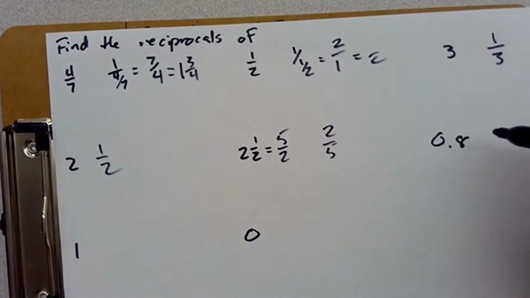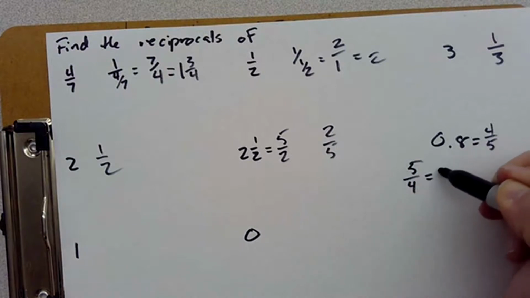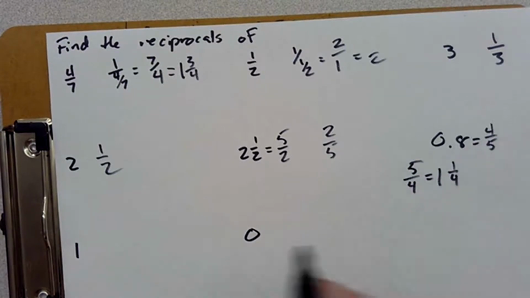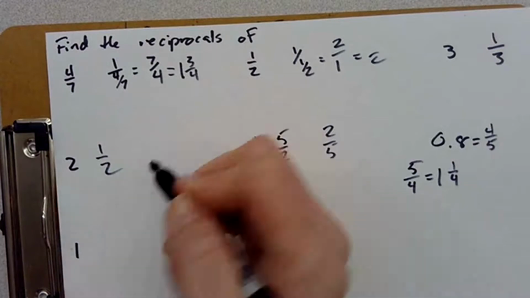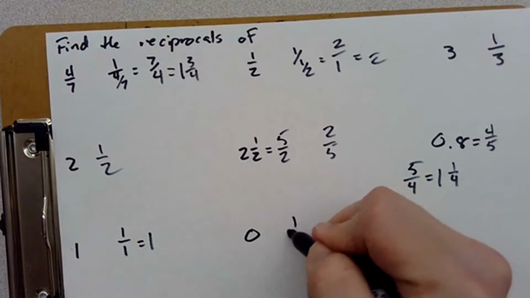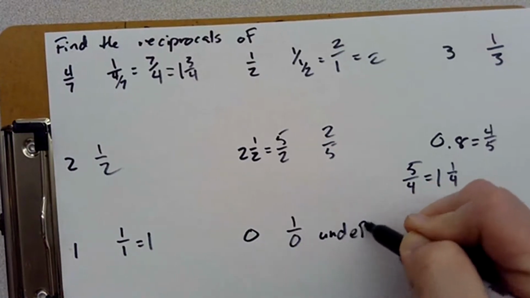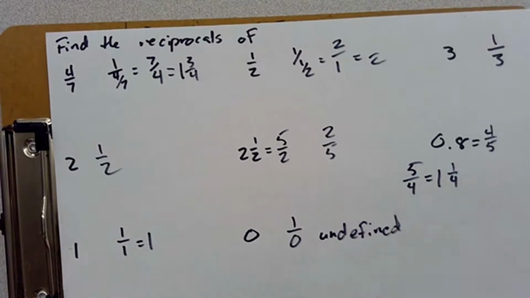0.8 we want to change to a fraction. 0.8 is equal to 4/5. So its reciprocal is 5/4, which is 1 1/4. 1 over 1 is just 1, and 1 over 0 is undefined. 0 is the only number that does not have a reciprocal.